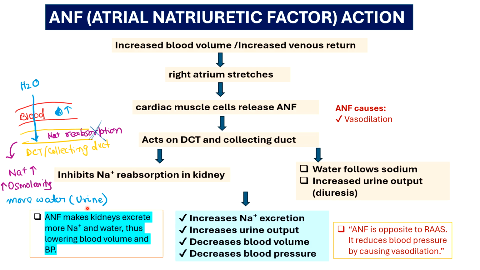So ANF simply makes the kidneys excrete more Na plus and water, thus lowering the blood volume as well as the BP. If you see, ANF acts just opposite to the RAS, and it causes vasodilation. So the action of ANF is opposite to RAS. Are you clear about this?